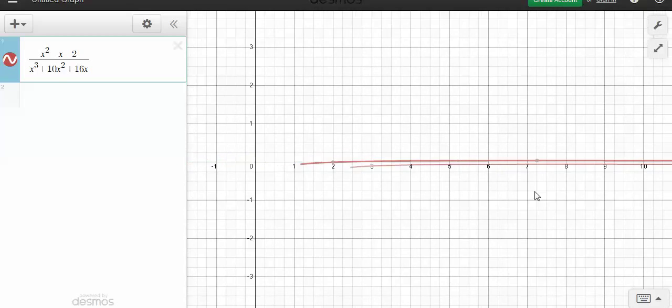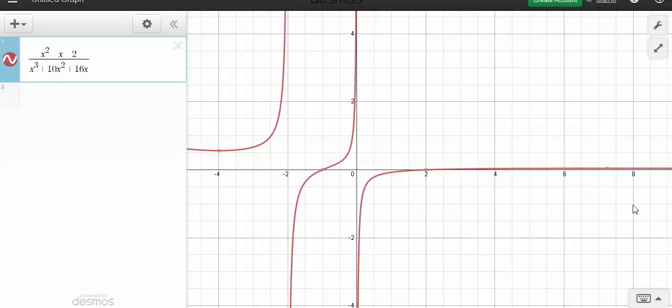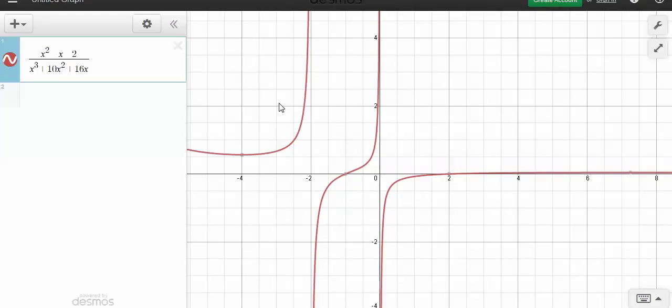Desmos does something nice and actually finds the high points for you. If we were doing calculus, you would have to do that manually, but we're not doing calculus, so c'est la vie. Anyway, that's our graph. I think that's pretty cool.